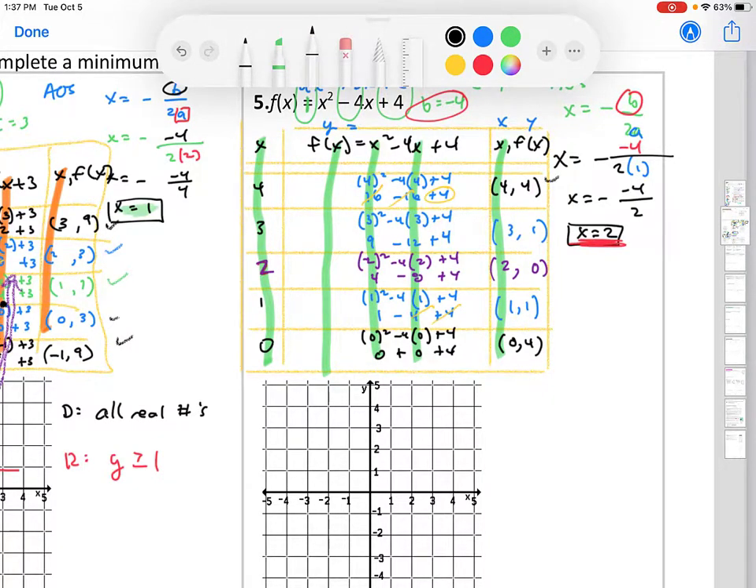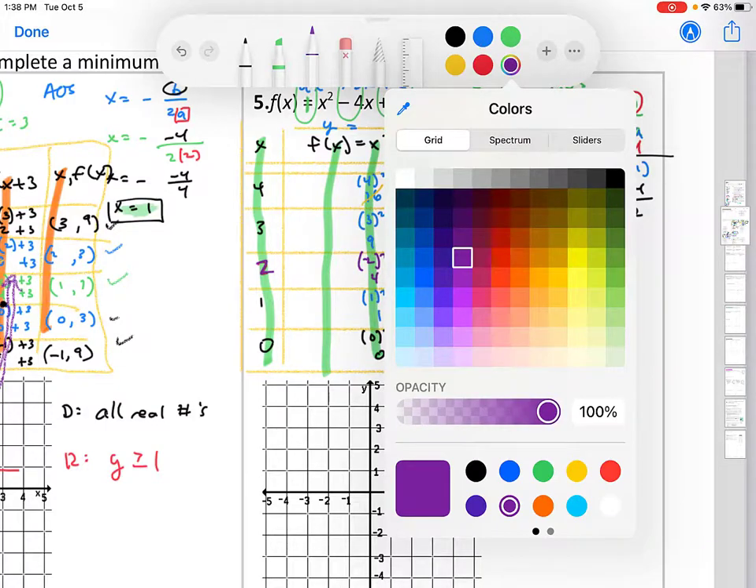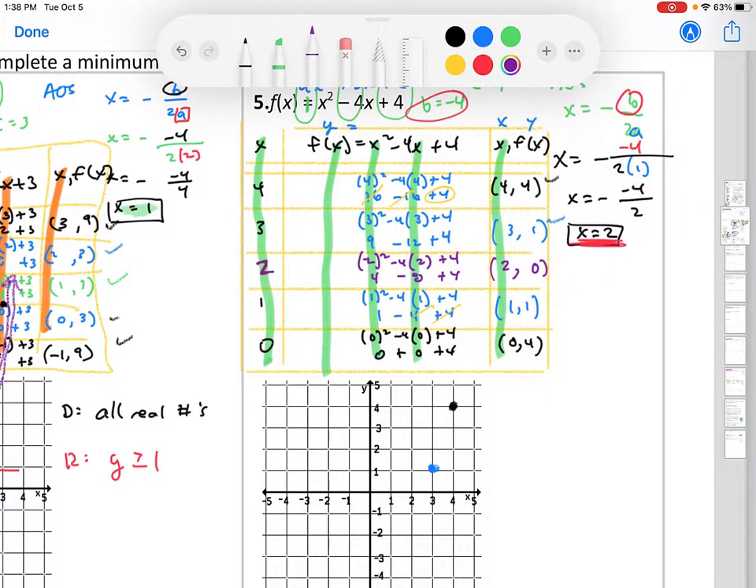So 4, 4, right 4, up 4. 3, 1, right 3 on the x-axis, up 1 because it's positive. Whoops, see, didn't pay attention there. Then my purple color, right 2, or 2, 0. Uh-oh. See, here's a mistake. No, it's not. Right 1, up 1. If it doesn't have a parabola, then something's wrong. And then 0, 4.